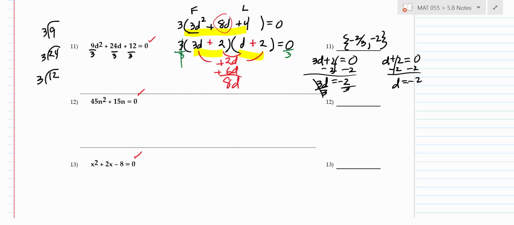What did you say step 2 was? I just wanted to- Factor. Okay, what you always want to do is make sure one side's equal to 0, then factor the left side, and then set each factor equal to 0. That's what we're talking about.